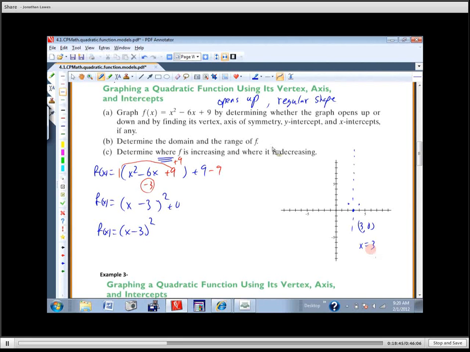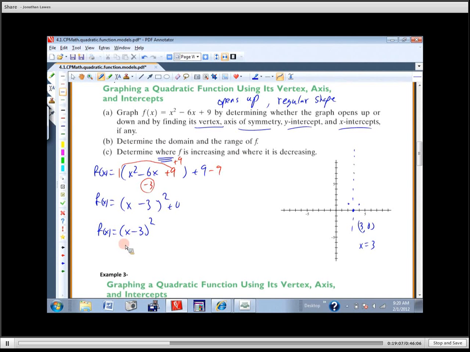Okay, it also asks, so we found the vertex, we found the axis of symmetry, it wants the y-intercept and the x-intercept. Okay, how do we find the y-intercept? Make x equal to 0, right, Shane? Absolutely. Okay, so we can plug a 0 in here, or, let me show you a little trick.